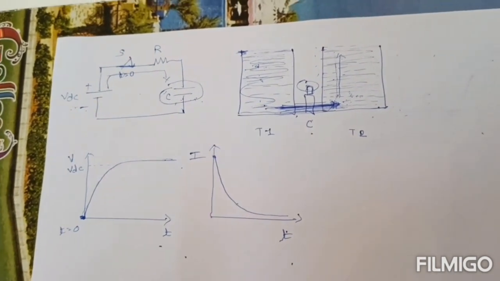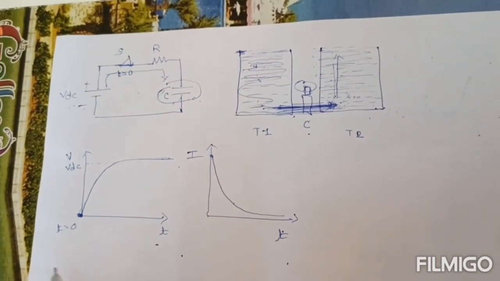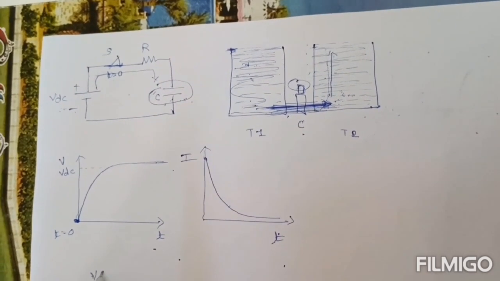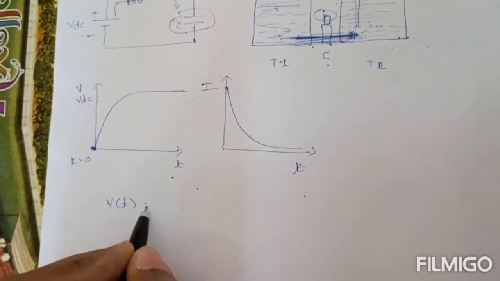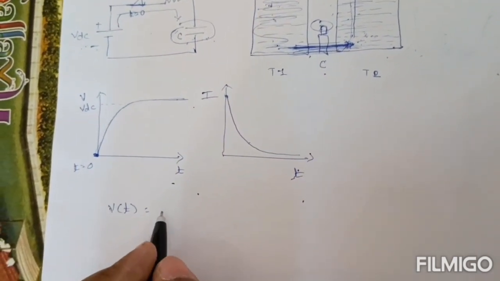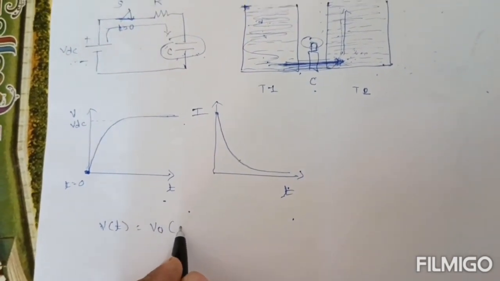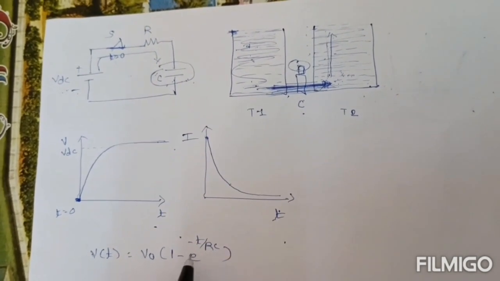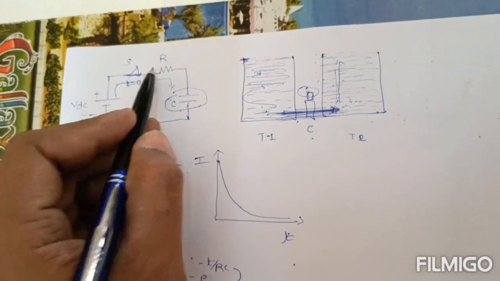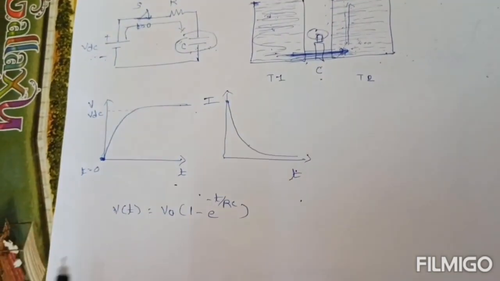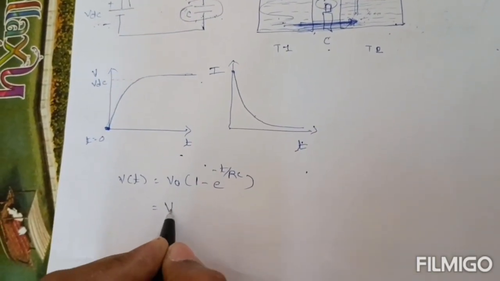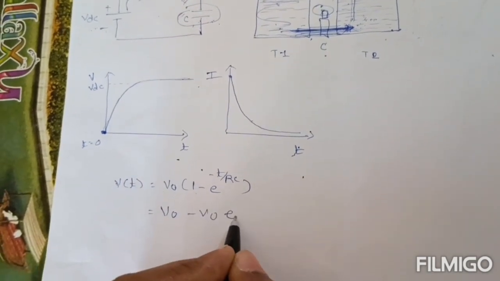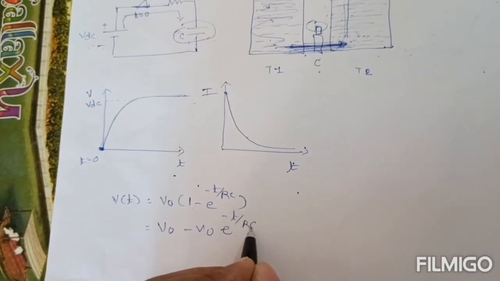Okay, now what about the equation? If I want to write the voltage across the capacitor with respect to time, v of t, that will be equal to v0 into 1 minus e raised to minus t divided by RC. Okay, RC is the time constant, as I have connected R and C. Now if I solve this, that will become v0 minus v0 into e raised to minus t divided by RC.